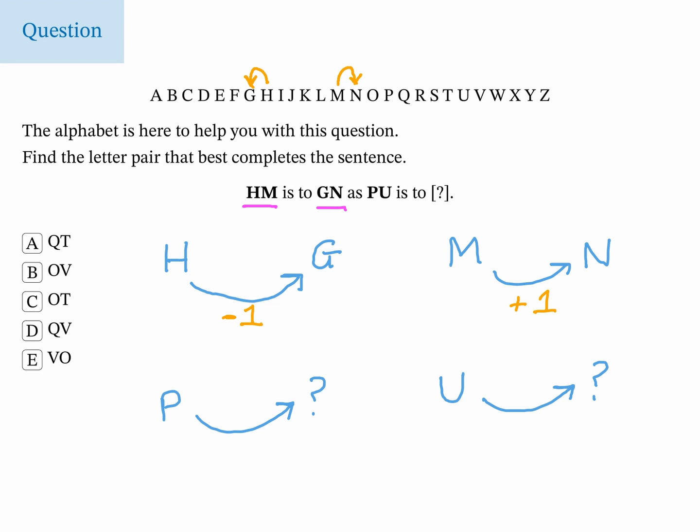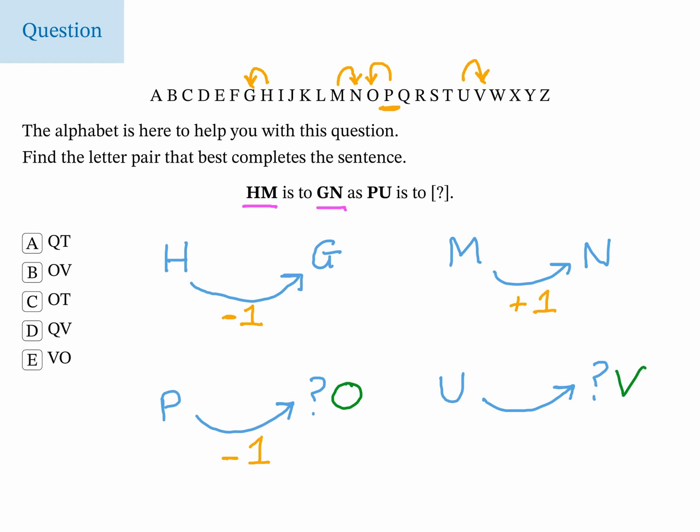We can now apply this to the letter pair PU to determine our missing letter pair. We start at the letter P, and we need to move backwards through the alphabet by one letter. Moving backwards one letter from P, we get to the letter O. So we can put that in there. Now, what are we going to do with U? Well, to get from M to N, we move forward through the alphabet by one. So we start at U and also move forward by one letter, and we get to the letter V.